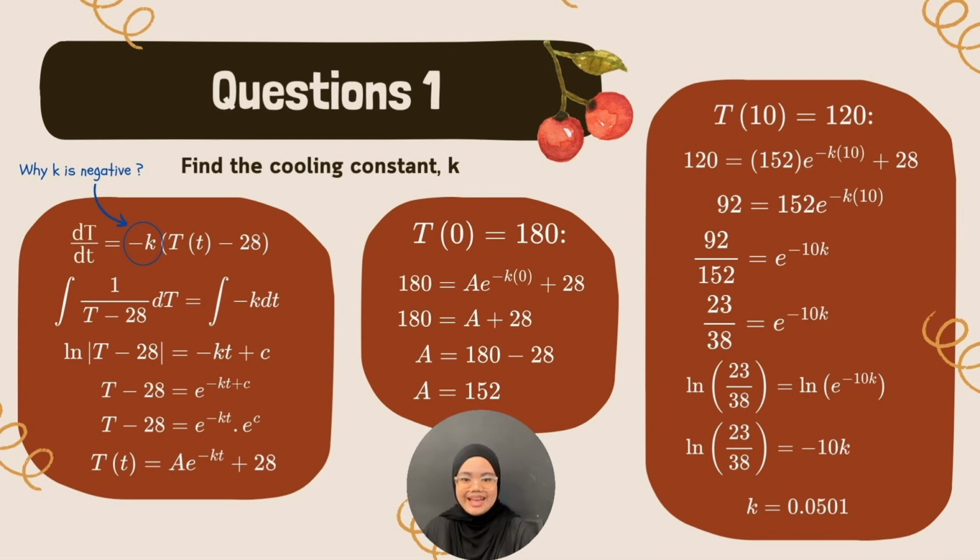Lastly, use the data at t equal to 10 minutes and T equal to 122 degrees Celsius to get the value of K. We substitute the time and the temperature into the equation. Therefore, we get the value of K, which is approximately 0.0501 per minute.